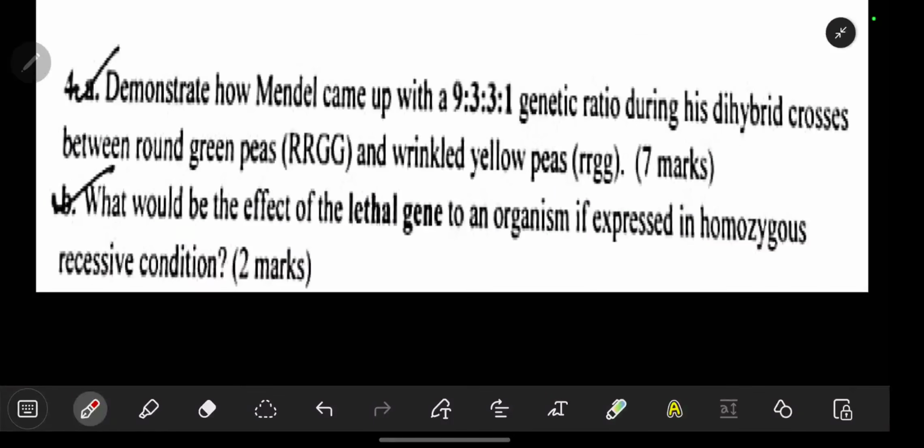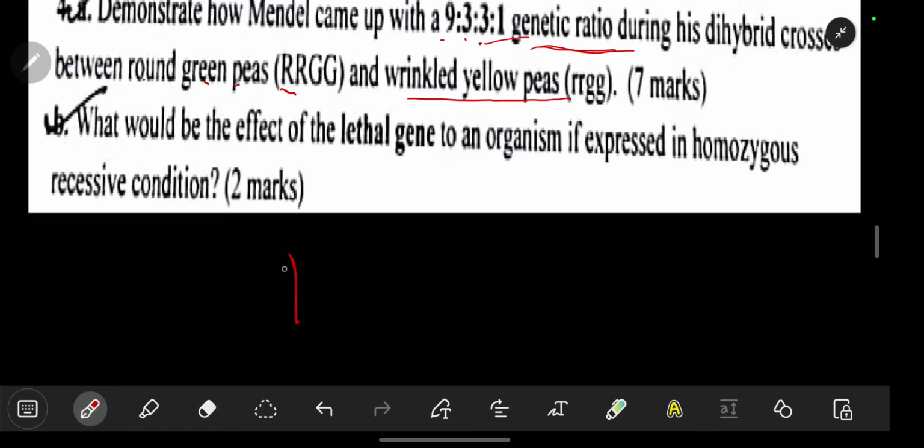So we have this question: demonstrate how Mendel came up with the 9 to 3 to 3 to 1 genetic ratio during his dihybrid cross between the round green peas and the wrinkled yellow peas. So now, how did he come up with this? What do we have? We have R and R, then we have our G and our G. Then we have our small r and small g, like that.